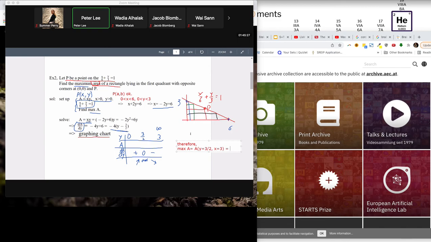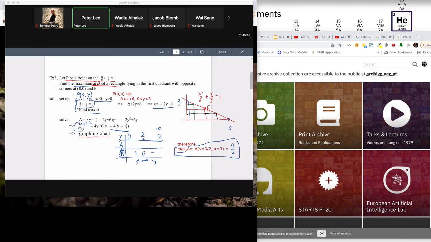Okay, let me just write 9 over 2 in fraction form. I don't like these slash marks here, so let me just write 9 over 2. Area is x times y. That's 3 over 2 times 3, which is 9 over 2. So I want to write the answers in this format.